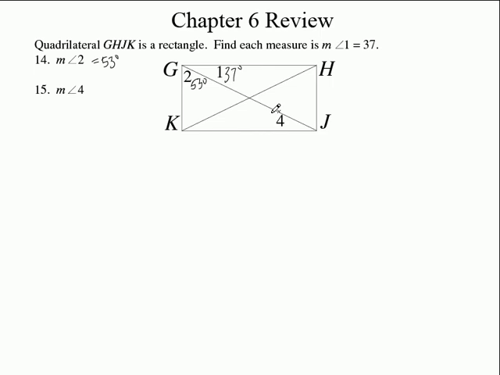It also asks for angle 4. Notice, these are alternate interior angles with each other. Parallel lines, cut by transversal, the whole deal. We've talked about that before. So that must be 37 degrees as well. That's all there is to that. Not that hard at all.